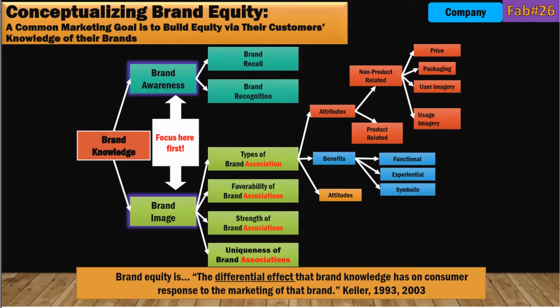When looking at brand image, you have to look at brand associations, specifically the types of associations, the favorability, the strengths, and the uniqueness of those associations. Types of associations can be attributes, benefits, or attitudes. And attributes can be product related or non-product related, such as price, packaging, user, and usage imagery. Benefits can be functional, experiential, or symbolic.